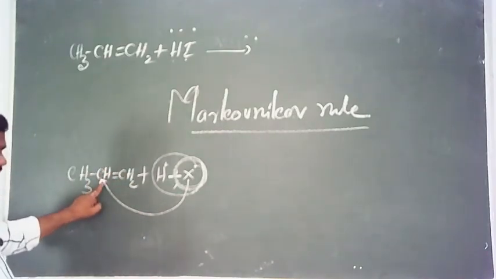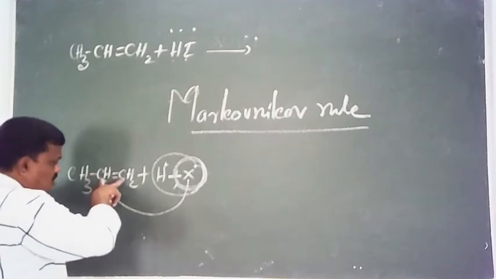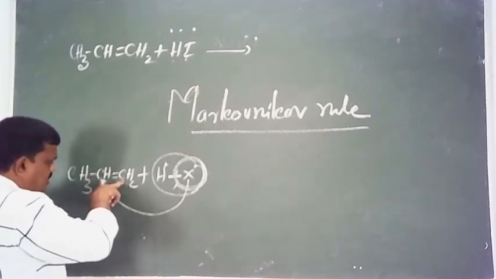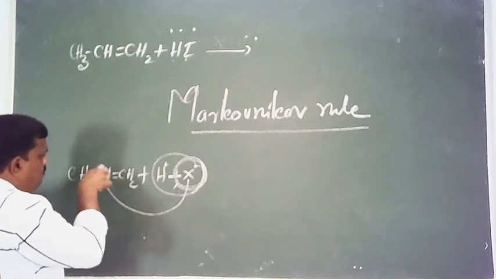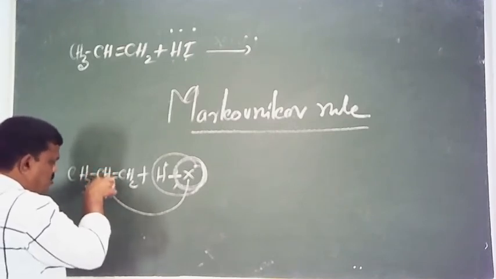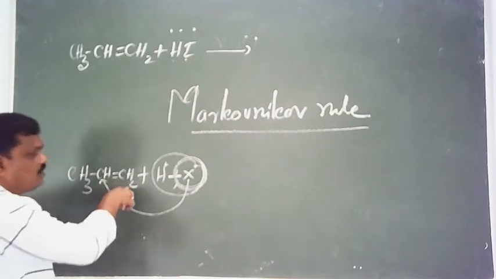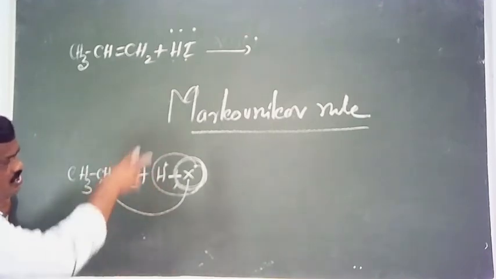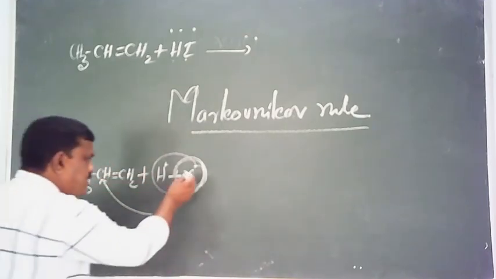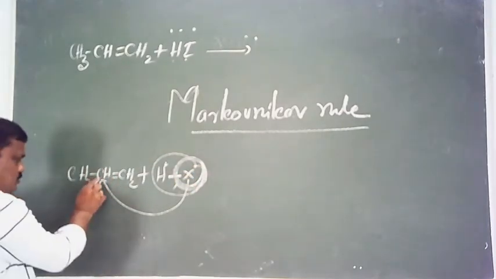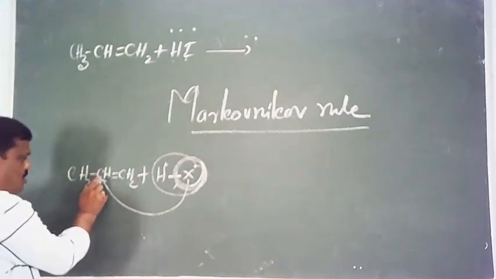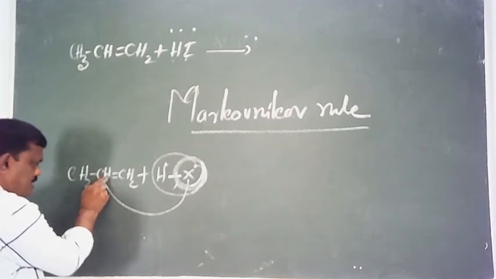The negative part of the adding molecule always adds to the double bond carbon which contains less number of hydrogen atoms. You see here, these two carbon atoms are involved in the double bond, but this carbon contains only one hydrogen atom while this contains two hydrogen atoms. According to Markovnikov's rule, the negative part of the adding molecule should be added to the double bond carbon containing less number of hydrogen atoms.